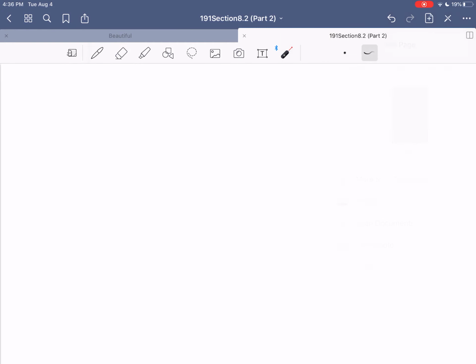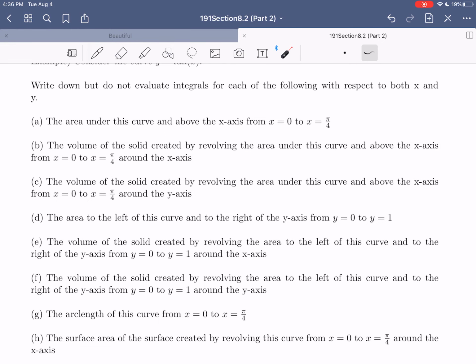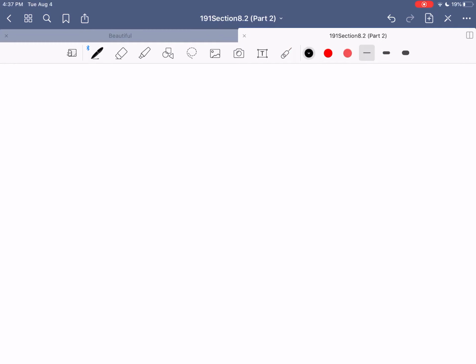So we'll give ourselves another page. Now we're going to do a different area, so a different region. Now we're going to be interested in the area to the left of this curve and to the right of the y-axis from y equals 0 to y equals 1. So different region. So let's go ahead and take a look at what this is going to look like.